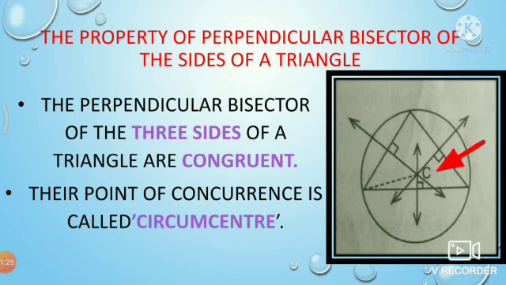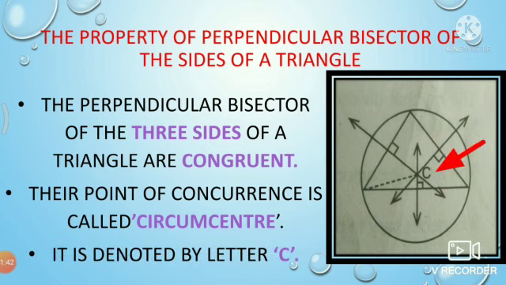The point of concurrency is known as your circumcenter. Why is it called the circumcenter? Because with the help of that point you can draw a circle outside your triangle. That is why it is called the circumcenter. Here the circumcenter is denoted by the letter C.